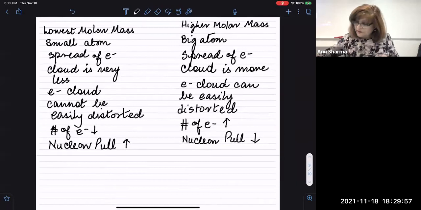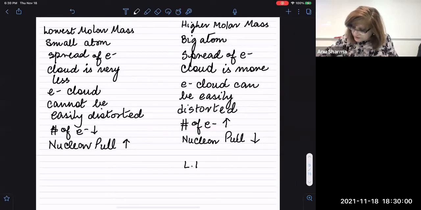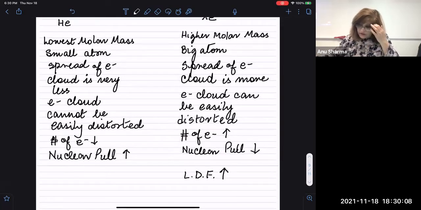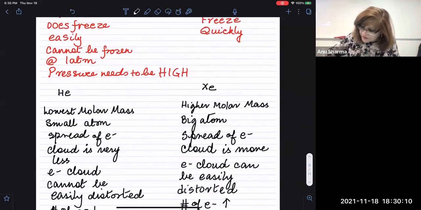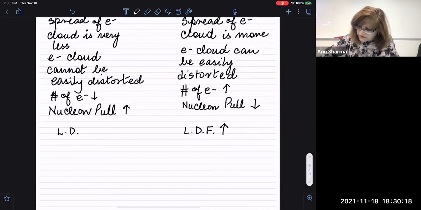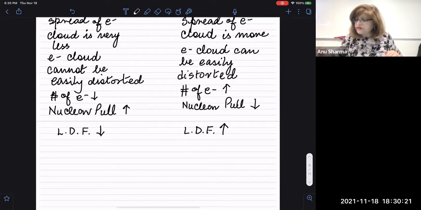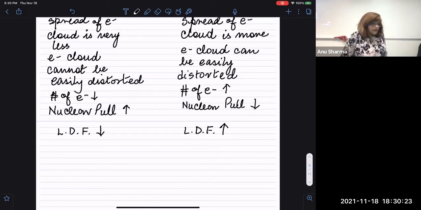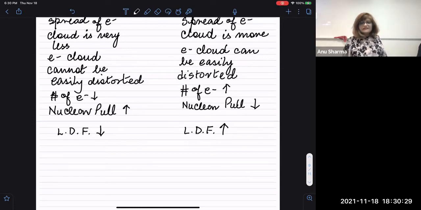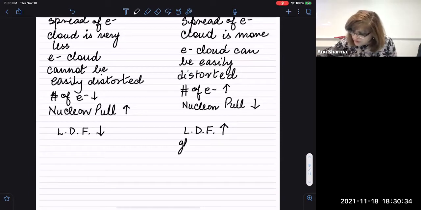Besides that, the London dispersion forces are more in xenon, and as you can see, they keep increasing. So there's an increase in all these properties. When you go here, the London dispersion forces are comparatively less. So you need higher London dispersion forces. London dispersion forces are like the glue that binds the atoms or the molecules together. So this glue is more here.